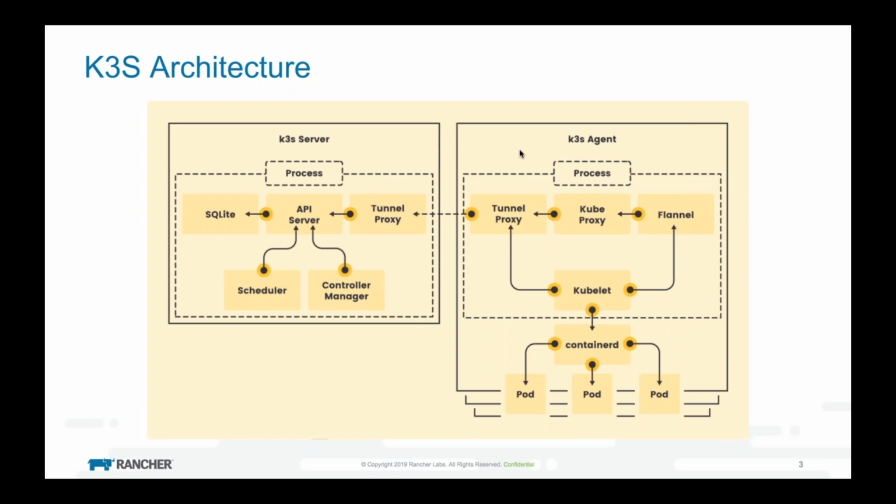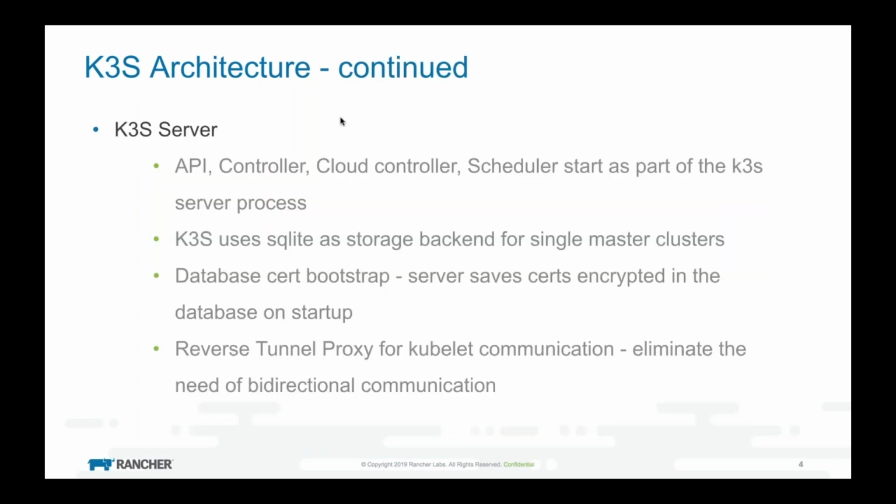We also have the K3s agent, and it runs different components than the server. It runs kubeproxy, kubelet, and the network plugin, of course, and it also runs containerd as the container runtime to run the pods, as well as the tunnel proxy, which I'll talk about in a minute. If we elaborate on that, the server process runs the controller manager, cloud controller, API server, and scheduler as a part of the K3s process.